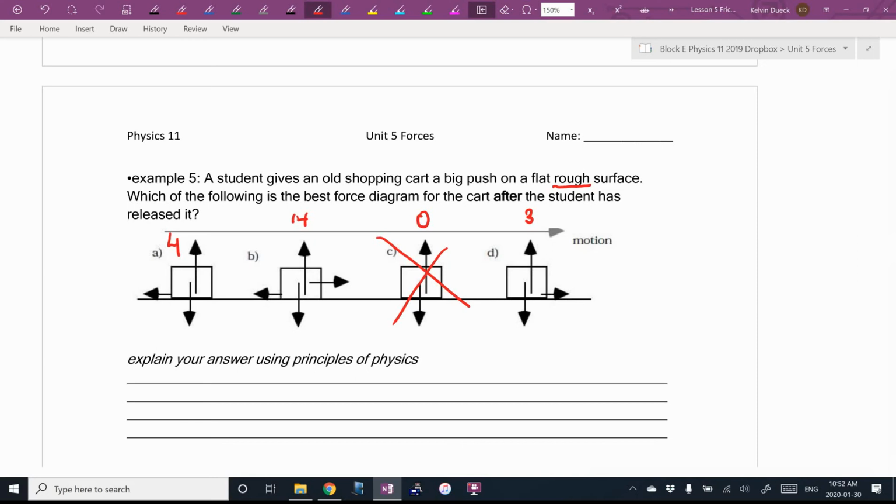Why must D be wrong then? Which way would D be accelerating? Got it? Oh, why must B be wrong then? If those are all the same length, which way is B accelerating if the forces are all balanced? It's not. Or if that arrow looks a tiny bit longer, it's speeding up. But I'm telling you, that can't be right. So the four of you that saw that, well done. It has to be A.